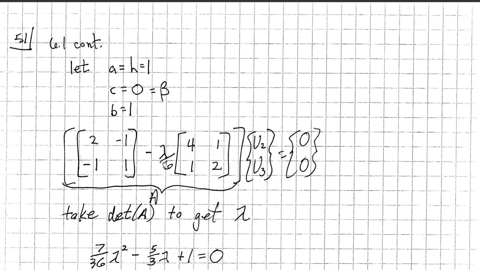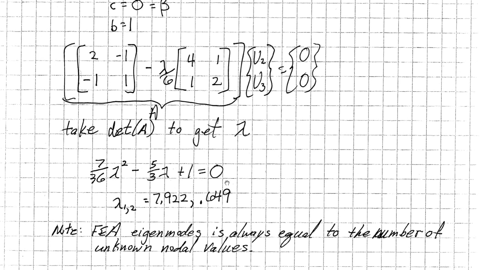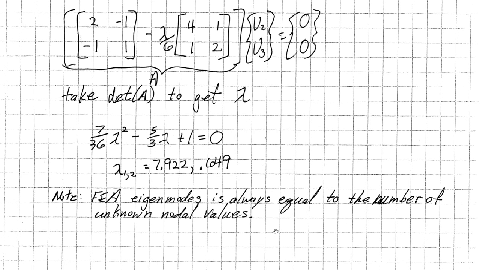And what's left is we need to find lambda. You notice we don't know these temperatures, but it's equal to 0, so it's a classical eigenvalue problem. So you just take the determinant to get lambda. You get a second order polynomial which can be solved in closed form, and we get the first two eigenvalues. So it's important to note here that in these finite element problems, the number of eigenmodes, meaning here two modes, is always equal to the number of unknown nodal values.